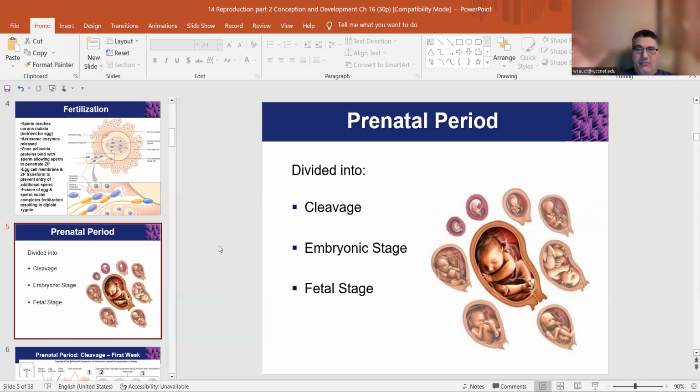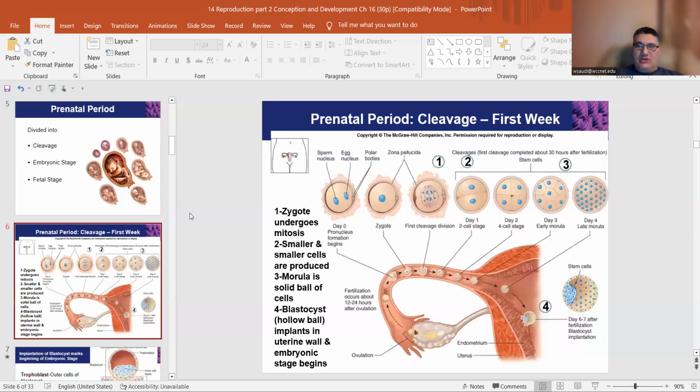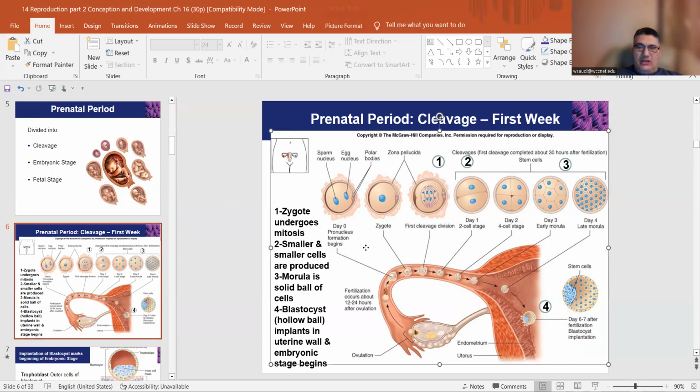Because embryo is the first part. Fetus is more when the embryo grows, it will become a fetus. So cleavage, embryo, fetus. So look at this. I'm not going to go through all the details. What I want you to know here is this egg coming, the sperm come from the other side, and then there will be changes of fertilization occur.